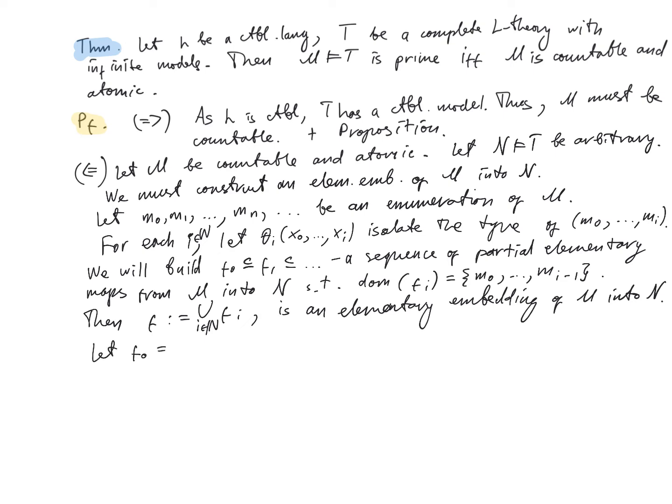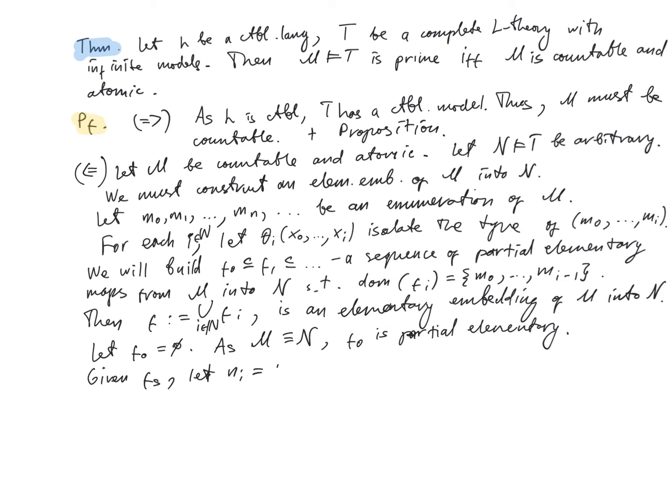So the task is now to build such functions. So we take F0 to be empty. Since we have that M is elementarily equivalent to N, we see that in particular F0 is partial elementary. For the inductive step, given Fs, we let Ni be the image of the element Mi under Fs for i less than s. So all of them are in the domain, so this is well defined.